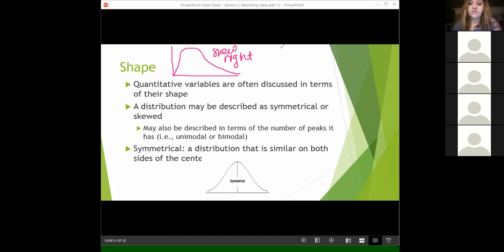Wow, my handwriting is horrific today. Or we'll have something skewed to the left.